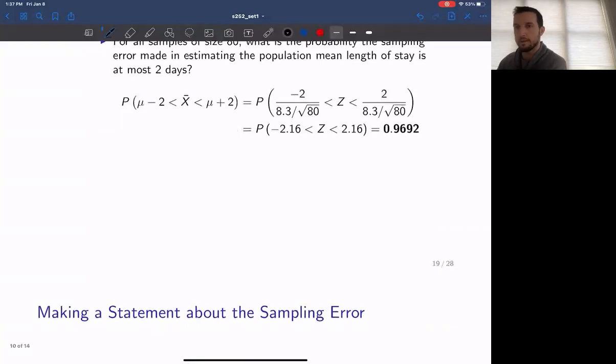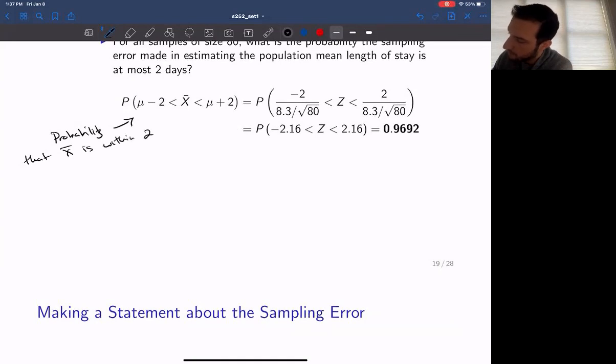All right, so what is it that we are being asked here? What we are being asked is, how likely is it that the error made in estimating mu is within 2 days? So this particular probability statement reflects being within 2 days of the true mean. Okay, so this is the probability that X bar is within 2 days of the population mean mu.